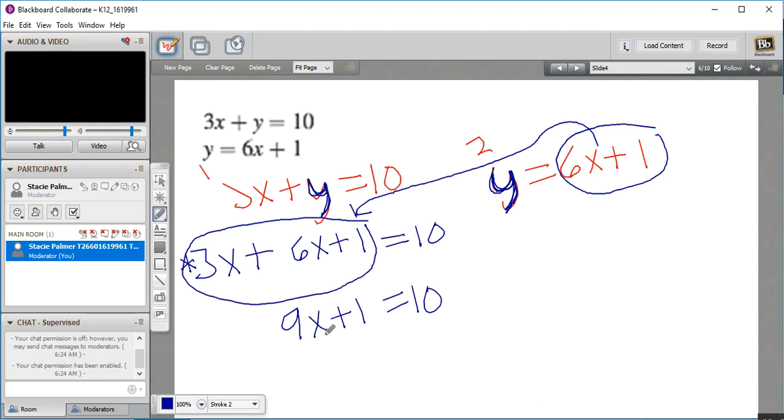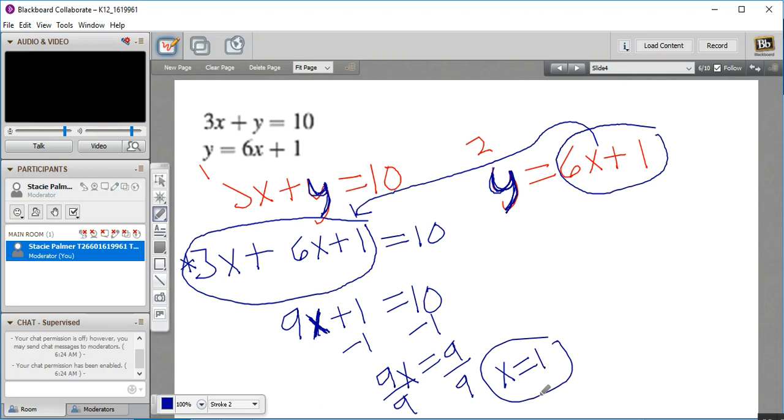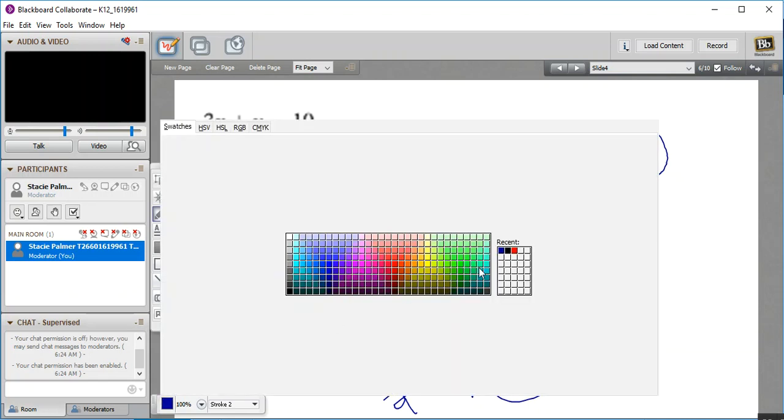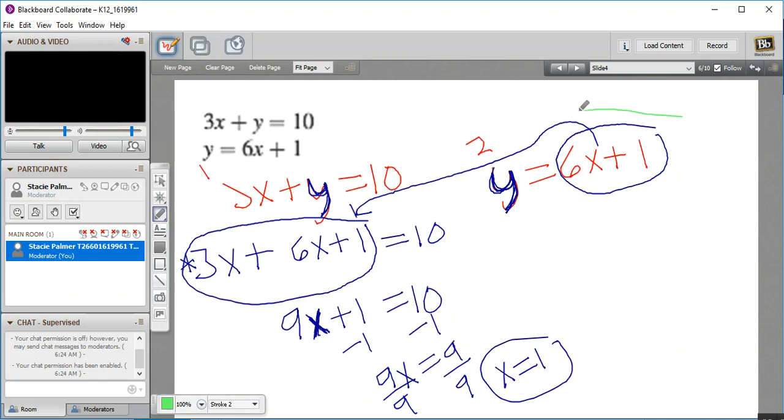From there, we just have a two-step equation. To get this x by itself, we're going to subtract 1 from both sides. 9 times x equals 9. Divide by 9 on both sides. x equals 1. Once we have solved this equation for the x, we're now going to figure out what our y is. So we go back to this equation right here because we know that y is equal to 6 times whatever x is, plus 1.